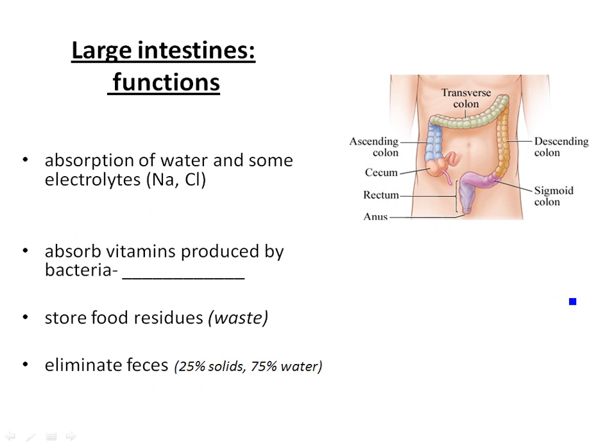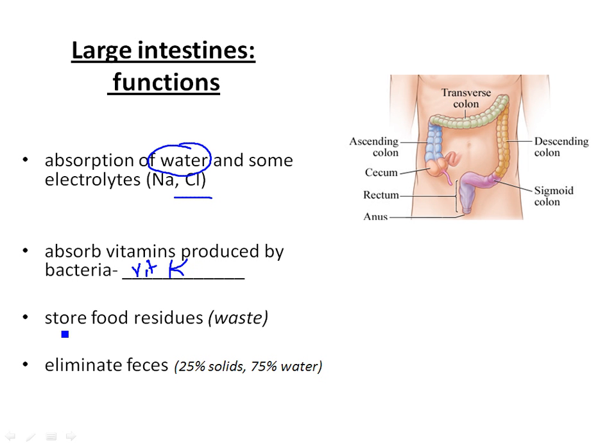Now, function-wise, we're doing several things. We do absorb some things here in the large intestine. Typically, it's any remaining water in these undigested food remnants, and a few electrolytes that are still present. We can also absorb a few vitamins. In particular, the most important one is vitamin K. Vitamin K is produced by some of the normal flora in the large intestine, particularly by E. coli, and vitamin K is needed for clotting factors for the blood.